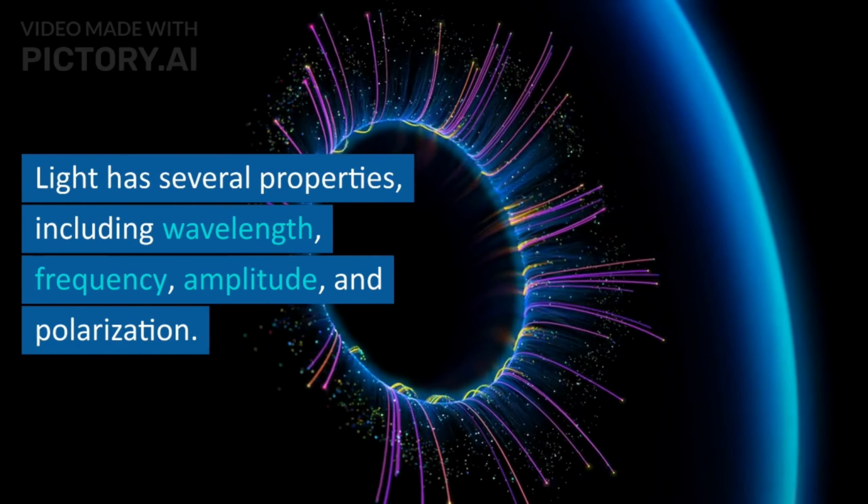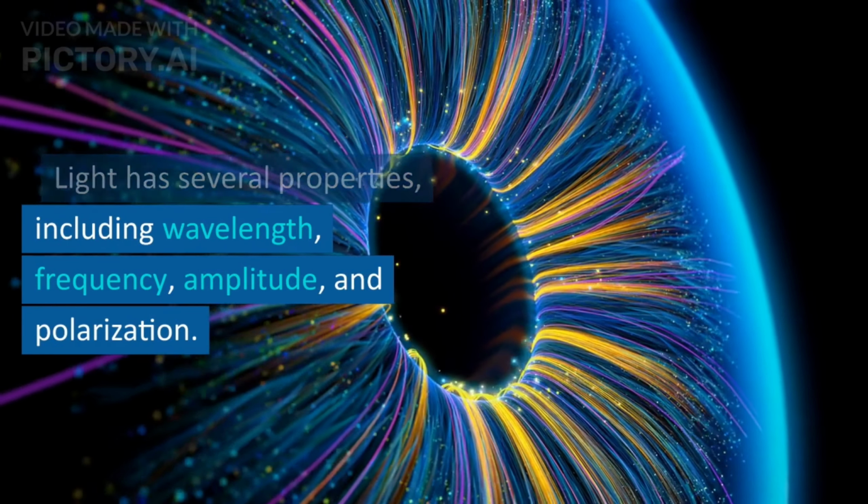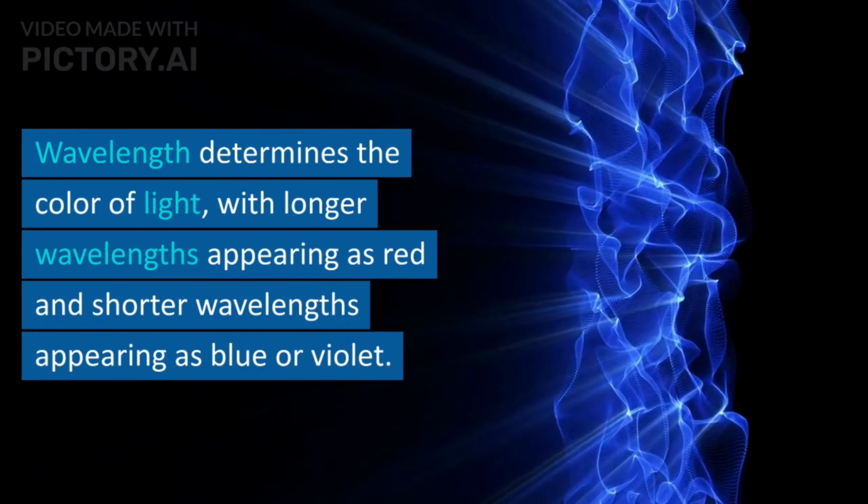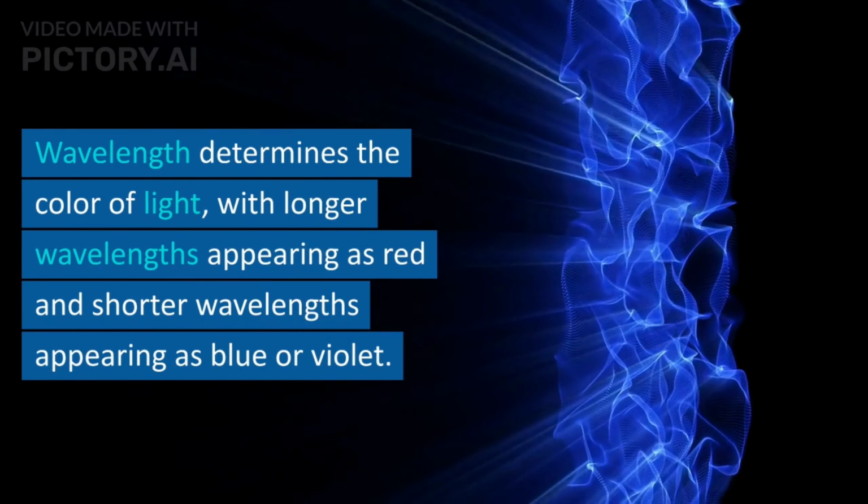Light has several properties, including wavelength, frequency, amplitude, and polarization. Wavelength determines the color of light, with longer wavelengths appearing as red and shorter wavelengths appearing as blue or violet. Frequency is the number of wave cycles that pass a given point per second and is measured in hertz. Amplitude is the height of the waves and is related to the intensity or brightness of the light. Polarization refers to the orientation of the electric and magnetic fields in the light wave.